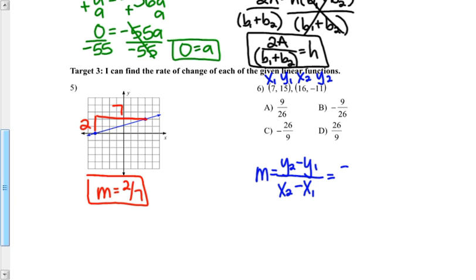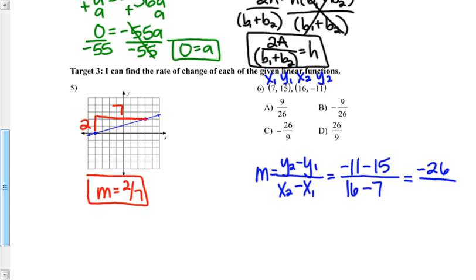So y2 is negative 11, y1 is 15, so I'm subtracting those. x2 is 16, x1 is 7. Remember to watch out for a case where you're subtracting a negative. I wasn't doing that here, but when you subtract a negative, that would become a positive. So in that numerator, I would have negative 26.